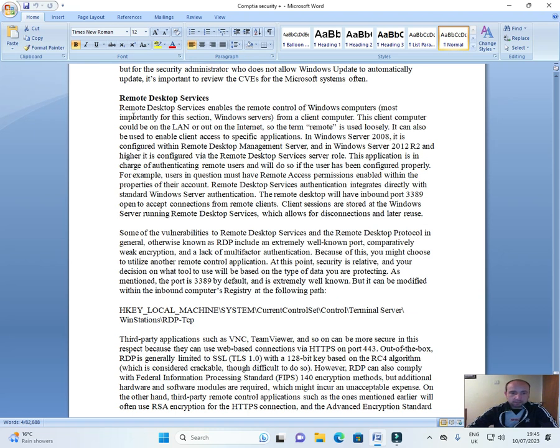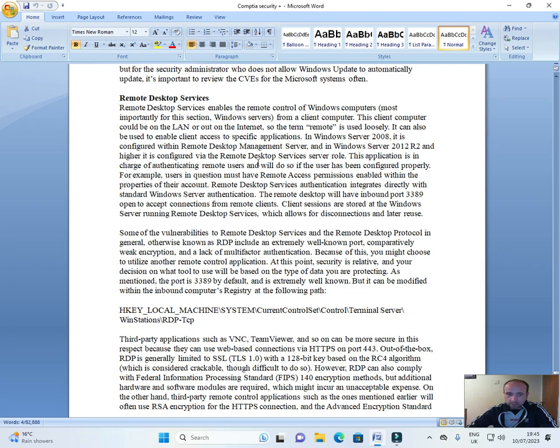Remote desktop services. Remote desktop services enables the remote control of Windows computers, most importantly for this section, Windows servers, from a client computer. This client computer could also be on the LAN or out on the internet, so the term remote is used loosely. It can also be used to enable client access to specific applications. In Windows Server 2008, it is configured within Remote Desktop Management Server, and in Windows Server 2012 or higher, it is configured via the Remote Desktop Services server role.